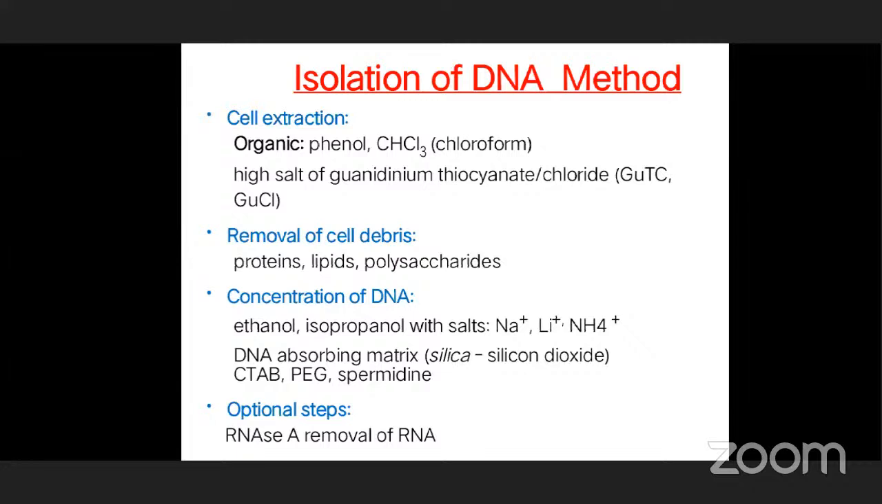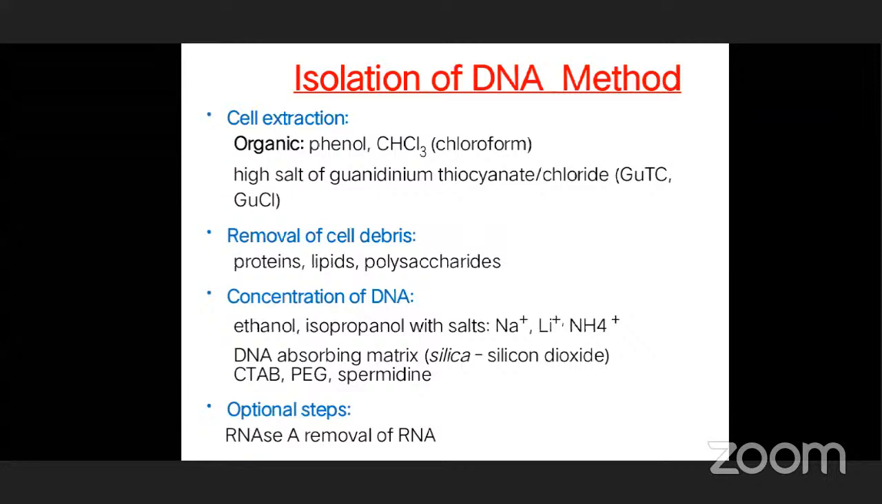Also PEG is used, and also spermidine is used. Later on, we will discuss the long form of CTAB and PEG. These chemicals are used for the concentration of the DNA. Mostly here, alcohol or isopropanol is used for the precipitation of the DNA after the removal of all cells, RBCs, WBCs, and carbohydrates, lipids, and proteins.